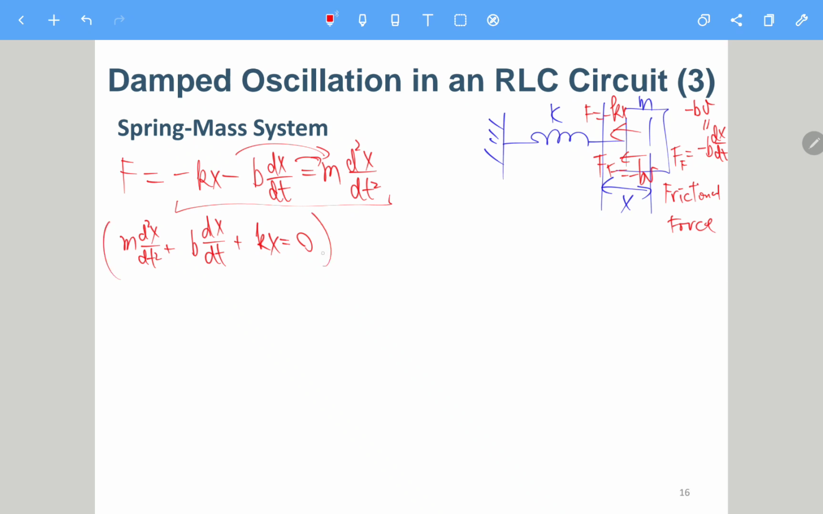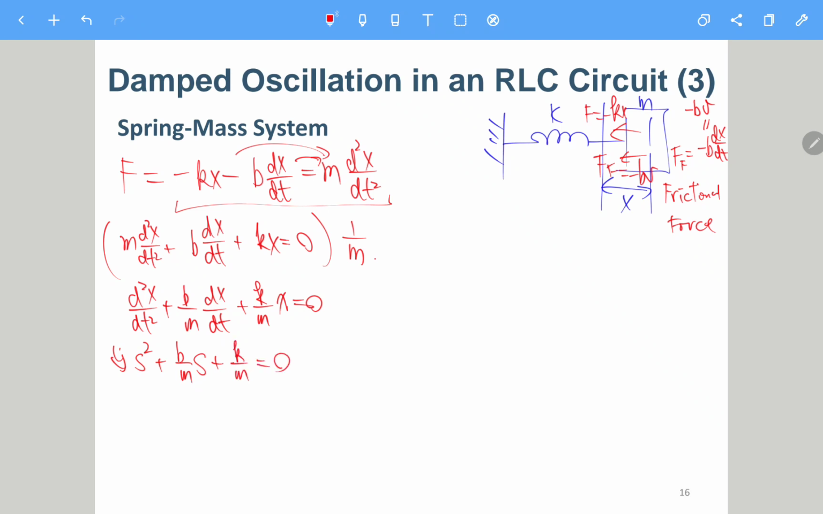So we can just divide m on both sides. We will have d2x/dt2 plus b over m dx/dt plus k over m x equals 0. Similarly, we can write out the characteristic polynomial, which is s squared plus b over m s plus k over m equals 0. Similarly, we will consider the case where b squared minus 4ac is negative.